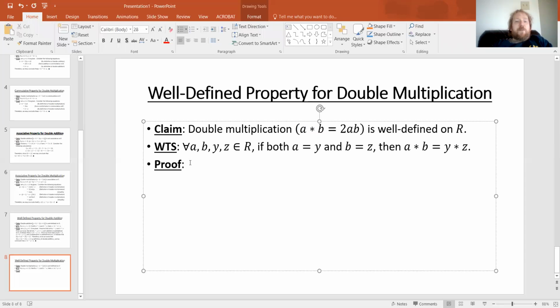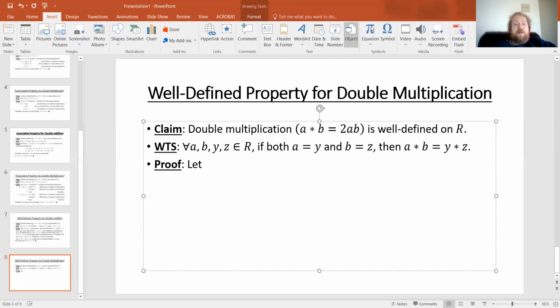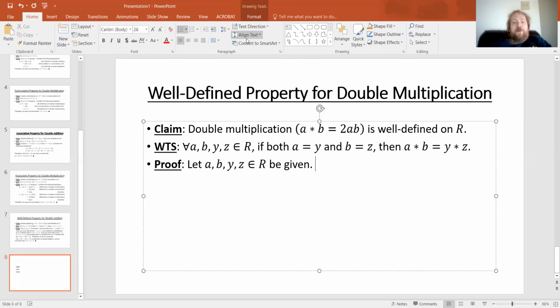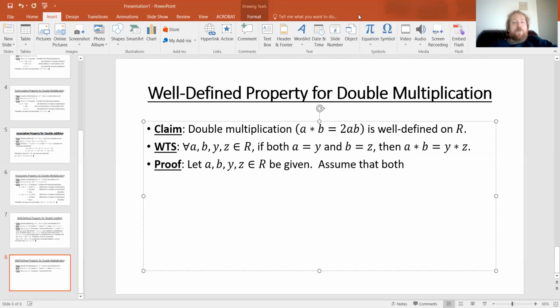This again is a statement that begins with a for all quantifier. So we begin by letting A, B, Y, Z in the set of reals be given. So our proof begins, let A, B, Y, Z in the set of real numbers be given. We have an if-then statement that we want to prove. So we assume the if part and we try to prove the then part. Assume that both A equals Y and B equals Z.